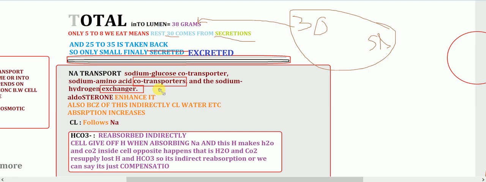Now, we're talking about the reabsorption of sodium. Someone can ask you, how is sodium reabsorbed in your intestine? Is it the co-transporter mechanism or is it the primary active transport? No, no, no. It is not the primary active transport. Primary active transport happens at the basolateral end.